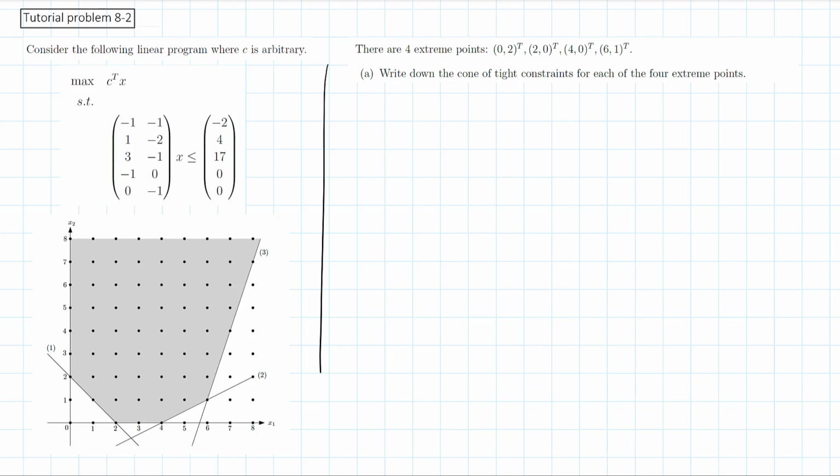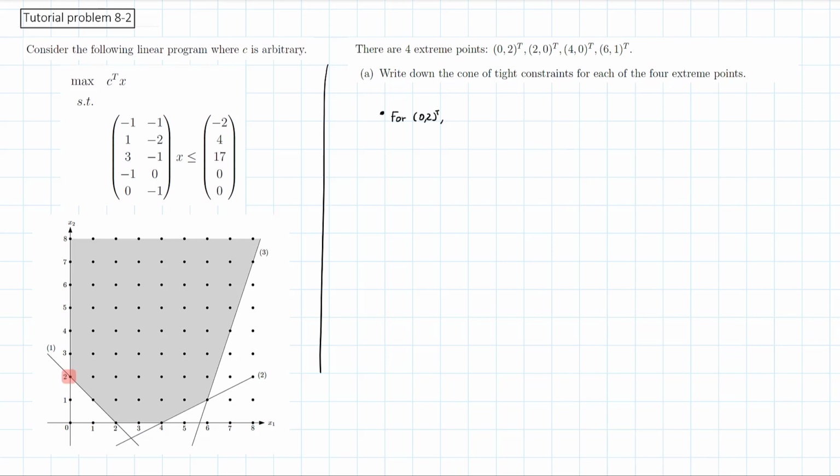First, we will write down the cone of tight constraints for each of the four extreme points. Recall that each extreme point is defined by setting some of these constraints into equality. These are the tight constraints. The cone of tight constraints is all the non-negative combinations of the normal vectors of these tight constraints.